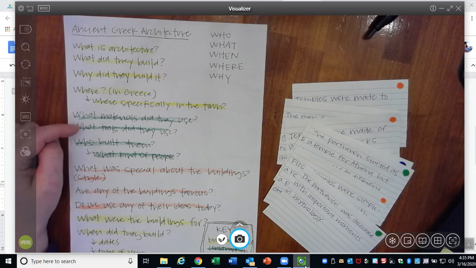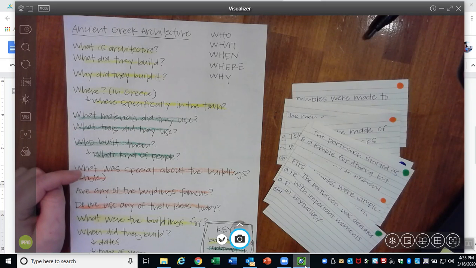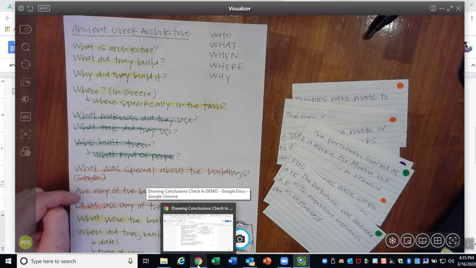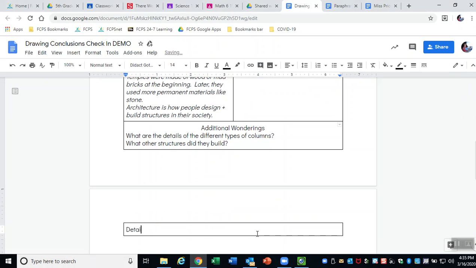We have materials and tools. I've touched on are any of the buildings famous and have we used their ideas today? But I want to know more details about the famous buildings. And then the building, the Parthenon.